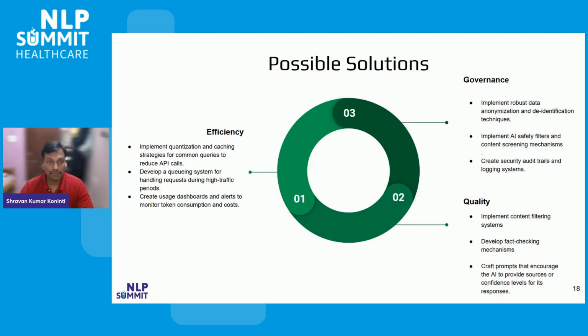And on the efficiency side of things, we can have quantization techniques and caching strategies to reduce the API calls that happen in production. You can also build dashboards for monitoring, where you get alerts related to token consumption and cost. This way the efficiency can be improved.